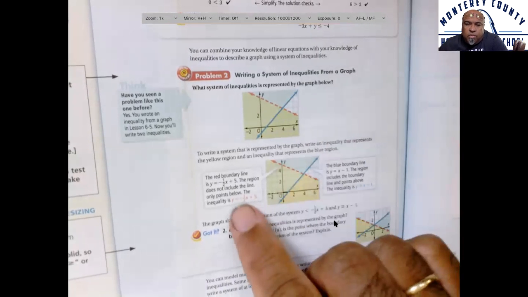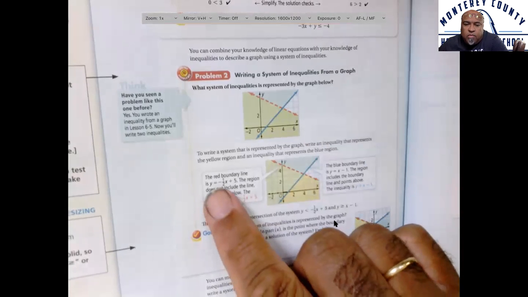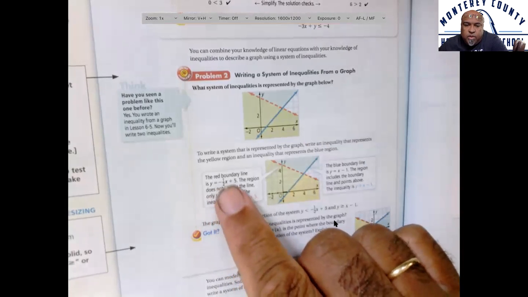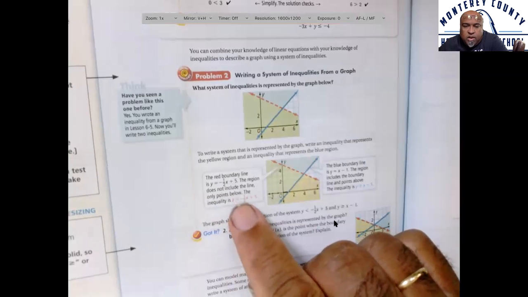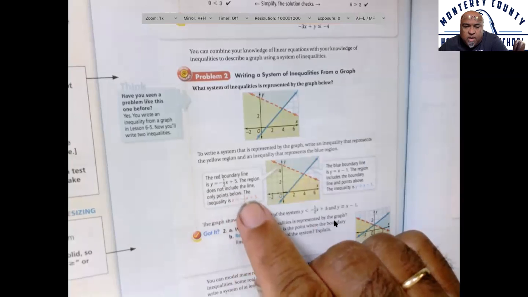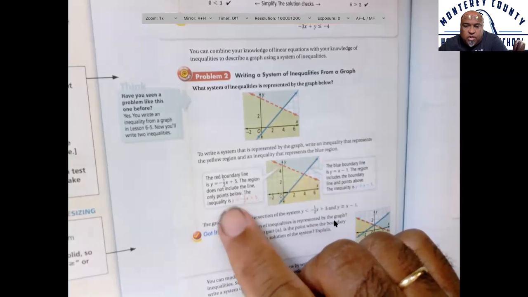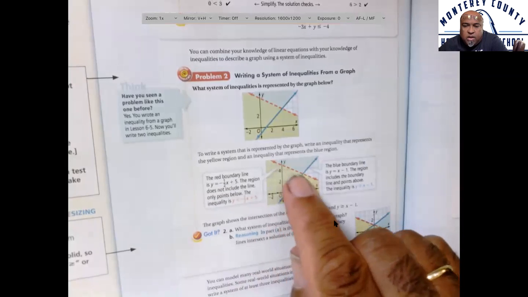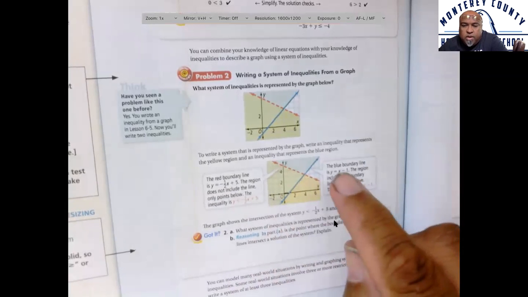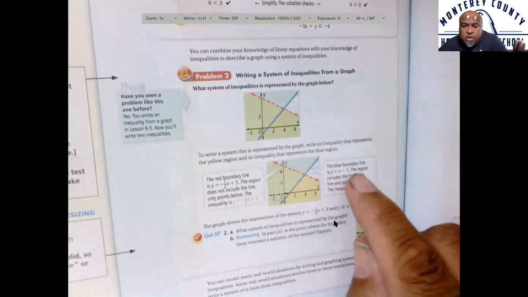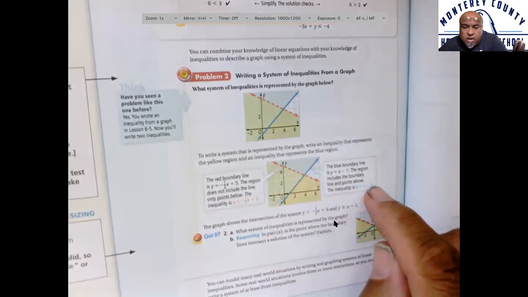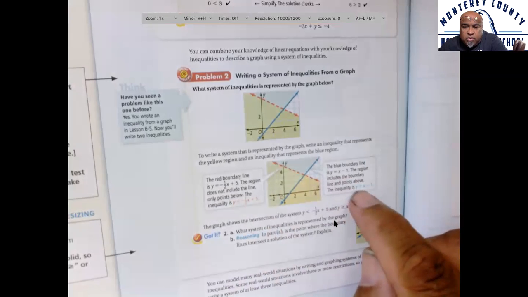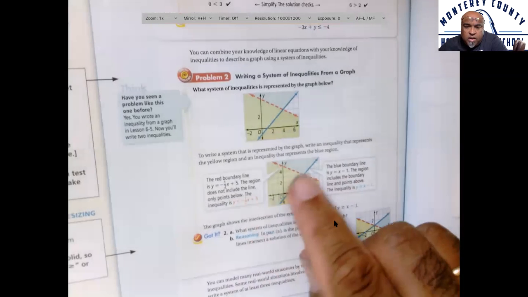Now, the red boundary line is y is equal to negative 1/2 x plus 5. So in the inequality, that would end up being y is less than negative 1/2 x plus 5. So since it's a less than symbol, we have a dotted line. The blue boundary line is y is equal to x minus 1. So therefore, the inequality would be y is greater than or equal to x minus 1. Since that's a closed inequality, we have a closed line.